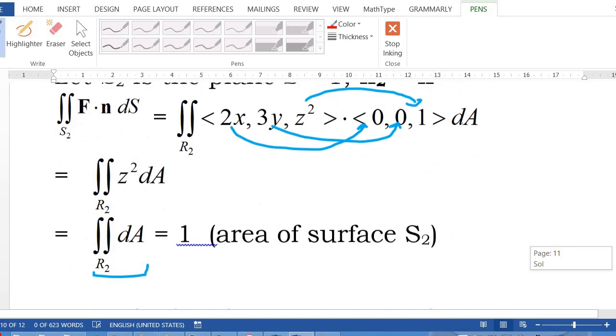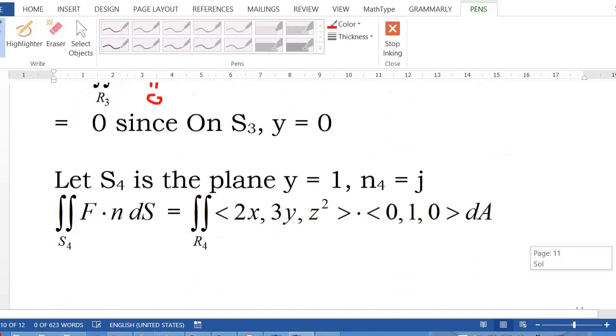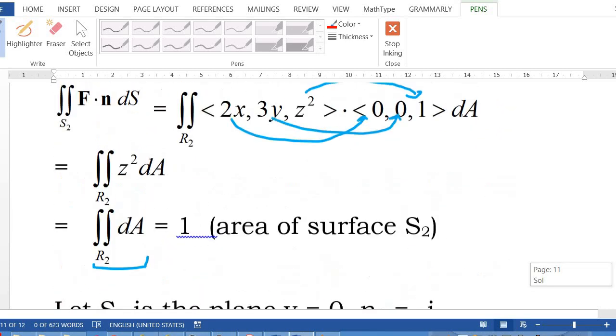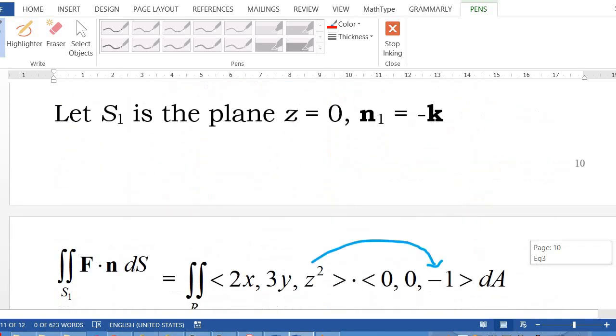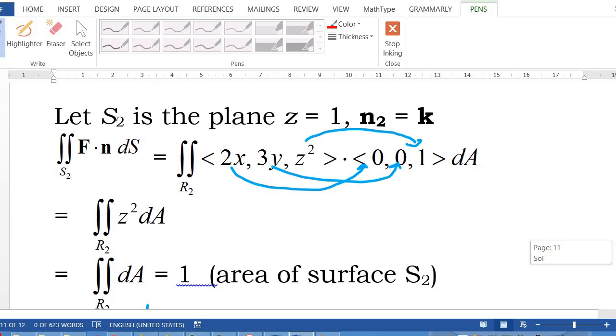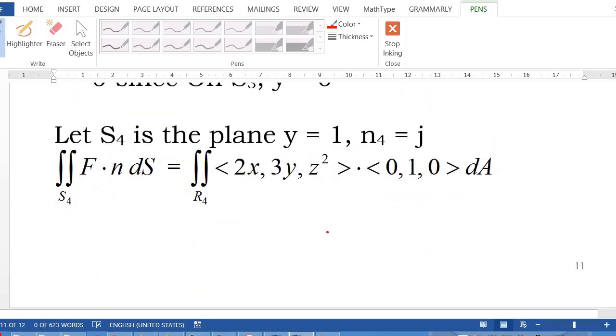Then surface S4 will be on y equal to 1. The unit normal vector is parallel with the positive y direction, which is positive j, because flux is flowing out from the plane y equal to 1. So flowing out here, it is positive j. So for S4, positive j. The dot product leaves only 3y.